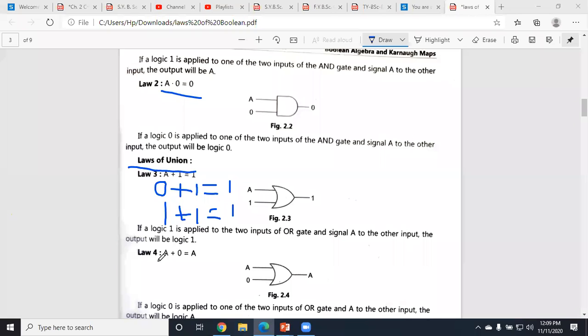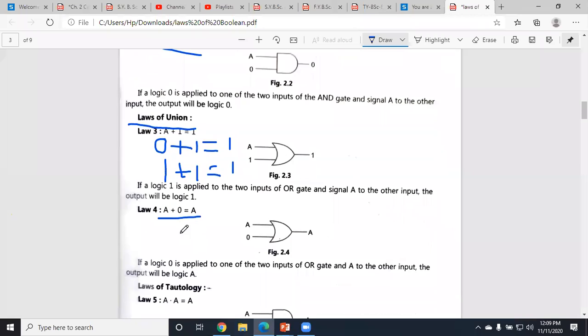The second law of union is A plus 0. If you are adding any variable with 0, the answer will be that variable only. Let's see how. The value of A is going to be either 0 or 1. If you are adding 0 with 0, what will be my answer? 0. If I'm adding 0 with 1, what will be my answer?